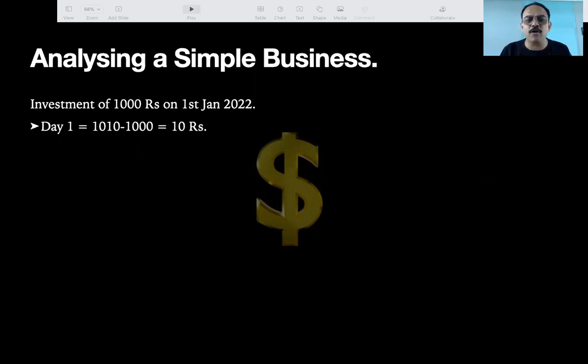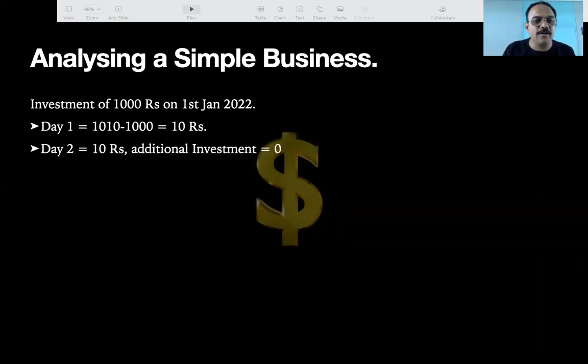His day one profit was 10 rupees on 1000 rupees. Everyone agrees? Yes? Okay. Next day, did he bring any additional investment? Did he take any additional loan from the bank, saying, "Boss, give me 1000 rupees, I have to buy bread"? No. Same 1000 rupees next day. So on day 2, no additional investment. On the same 1000 rupees, did he earn 10 rupees?